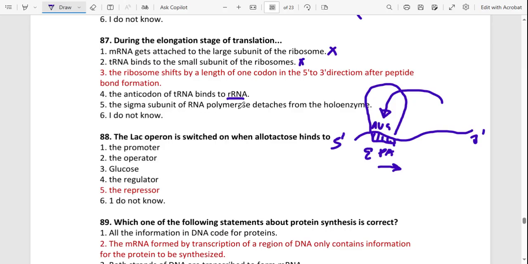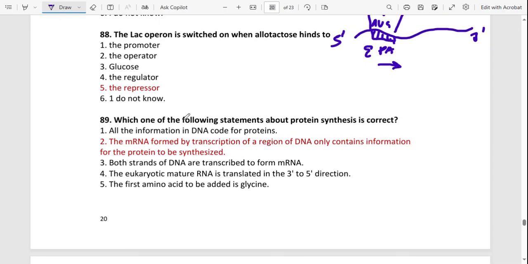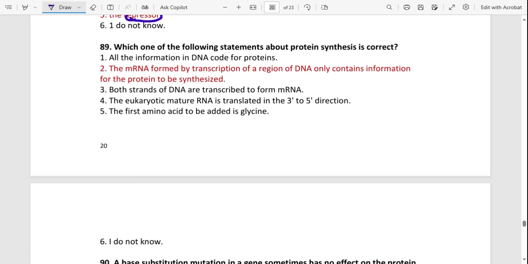The sigma subunit of RNA polymerase detaches from the holoenzyme. That's not true. The sigma subunit is the subunit that was directing where transcription is supposed to start. It doesn't detach during elongation. The process is not over. The lac operon is switched on when allolactose is bound to the repressor, as we said earlier, meaning that the repressor is now away from the operator. That is what we call the on.